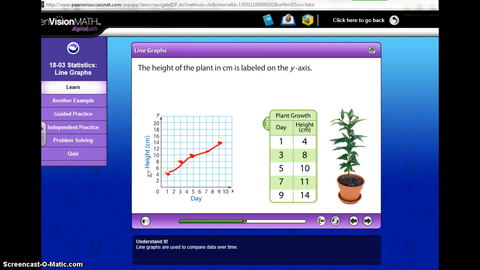Okay, so when you look at this graph, 5th graders, what's the trend that you see? Alexis? What's another word for going up? Increasing. There you go. So our trend is that the height increases each day. That's our trend.